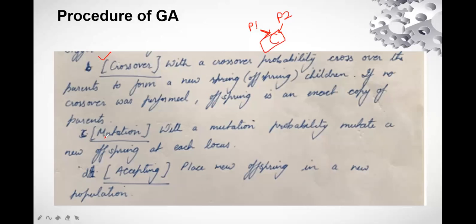Now, the third one is mutation. In mutation, we change the value of a gene in a single chromosome. That is called mutation, which is flipping of a bit. Let's say a chromosome is 1, 0, 1, 0, 1. If I'm doing mutation, I can flip a bit, from 1 to 0, randomly. So this will be different, right? And the last one is accepting, that means placing the new offspring in the new population.